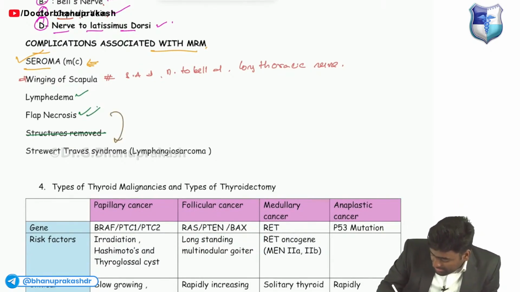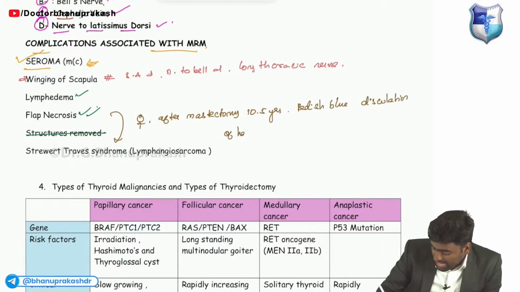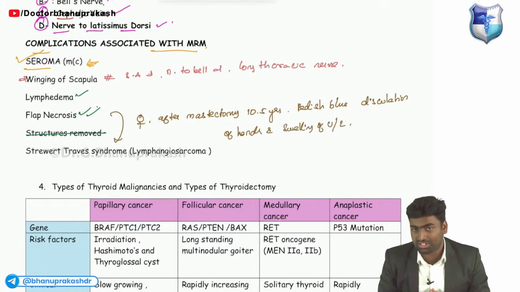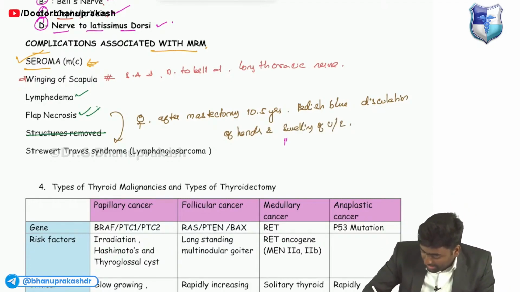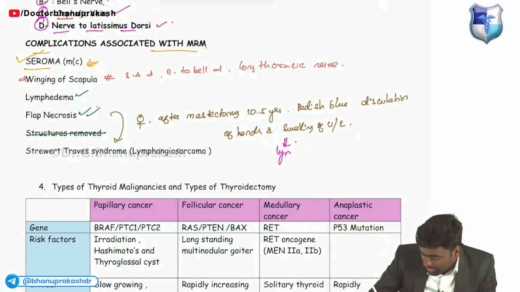And this may lead to a peculiar complication. They will tell you there is a female after mastectomy, 10 to 10.5 years back, now presenting with reddish blue discoloration of the hand and swelling of the upper limb. This is the typical case history of what? Lymphangiosarcoma.